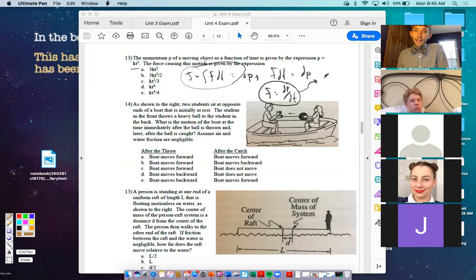Another way of getting that is to recognize that a force, according to Newton's second law, causes mass times acceleration, which is m times dv/dt, and that m dv can be defined as little change in momentum, right? If we assume that the mass stays constant. So all I need to do is take the time derivative of this momentum expression, and you're going to get, what, 3kt squared when you take the derivative of kt cubed. So the answer is A.